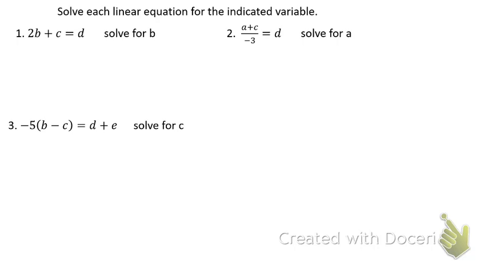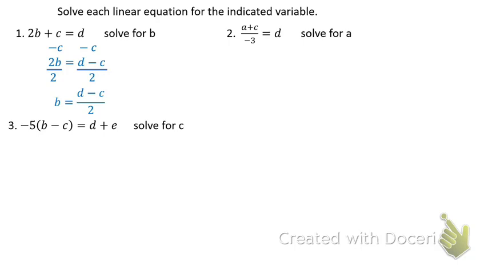For number 1, we want to isolate the b. We had 2b plus c equals d. We'll start by undoing the adding c. Instead of adding, we can undo it by subtracting c from both sides. This leaves me 2b equals d minus c. Now to undo the 2, the inverse of multiplying is to divide, so we'll divide both sides by 2. This leaves me b equals d minus c over 2. Or b equals d over 2 minus c over 2.